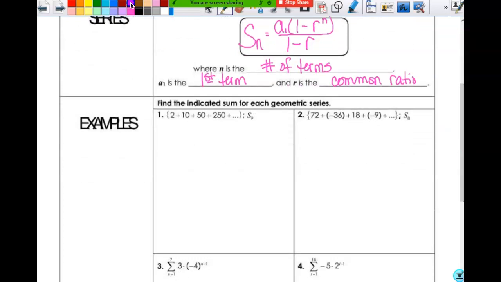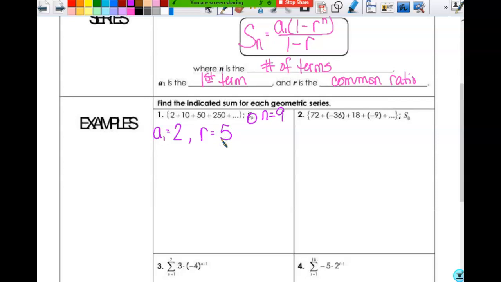So let's see how this works. It says to find the indicated sum. So we know we have to have the first term. In this case, the first term is clearly 2. We have to have n. Well, n is 9. And we have to have r. R is your common ratio. Well, when I look at the sequence part of this, I'm just multiplying by 5 each time, so r is 5.